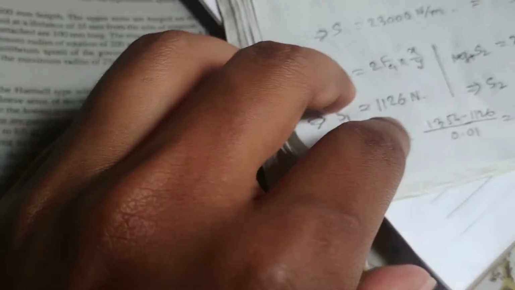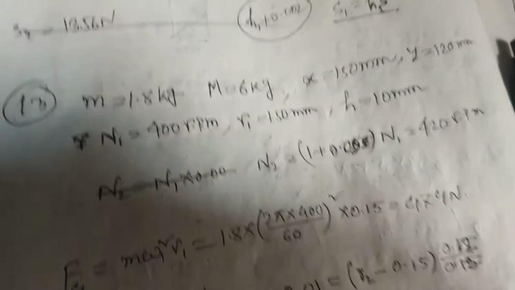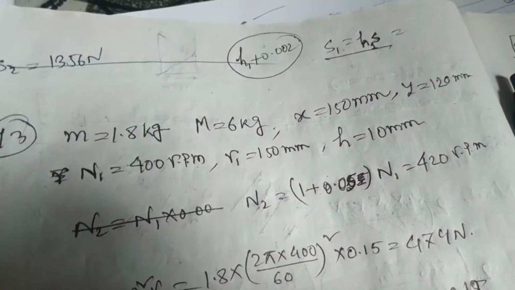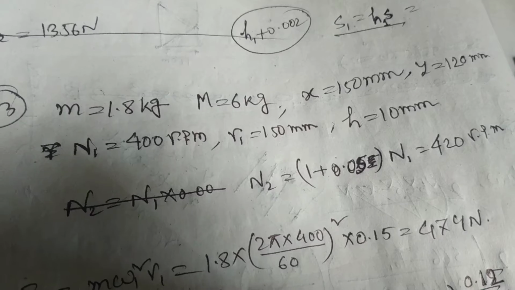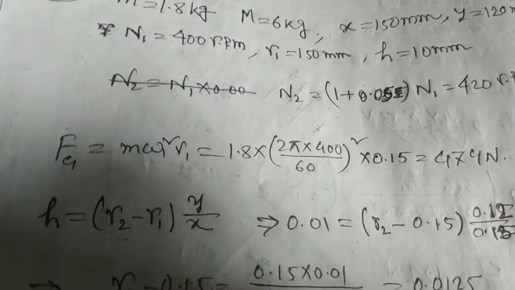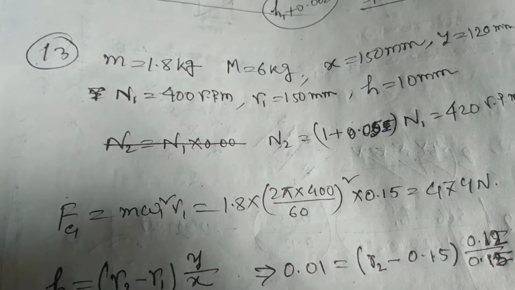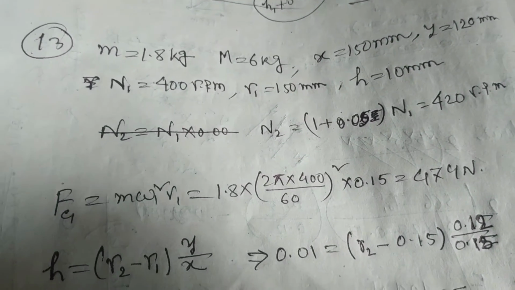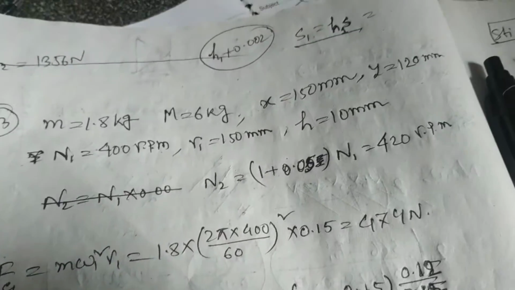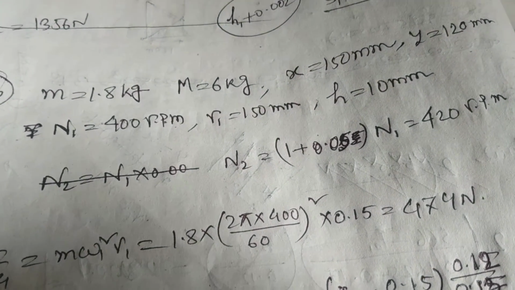Now I solve it like this, and everything is given here. The large M, the mass of the ball, the mass of the sleeve, and the minimum radius of rotation, minimum RPM.